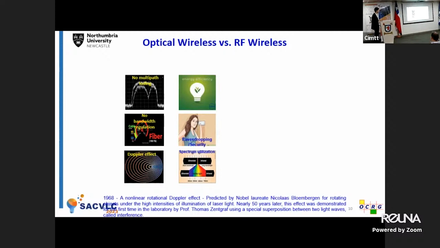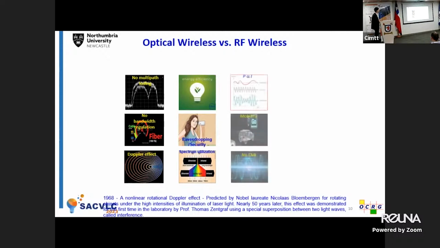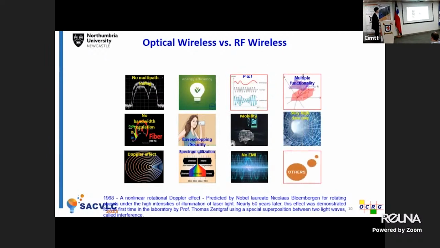Again, from a security concept, because it's highly line of sight and you need directivity, it can be considered an enhanced security offering. You have the concept of spectrum availability, and no electromagnetic interference. So you can see a lot of advantages in using optical wireless instead of RF, or as a complementary technology on top. These are the main guidance and drivers of why we are looking into this research.